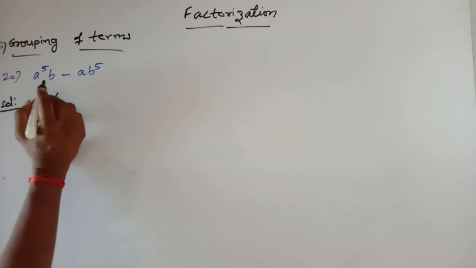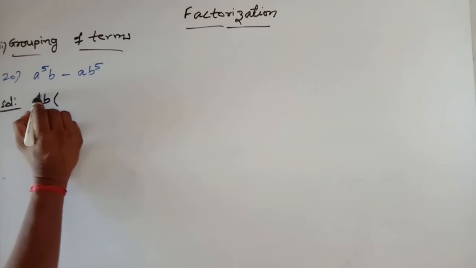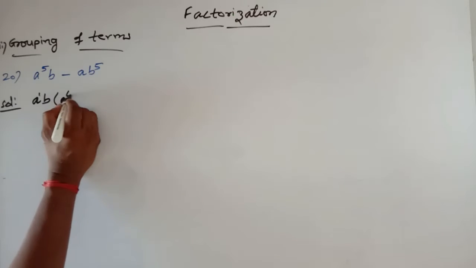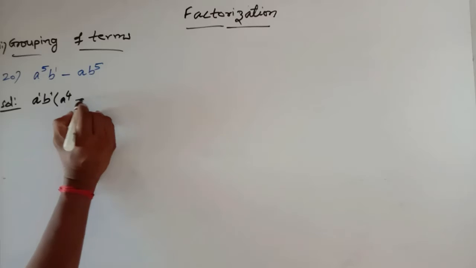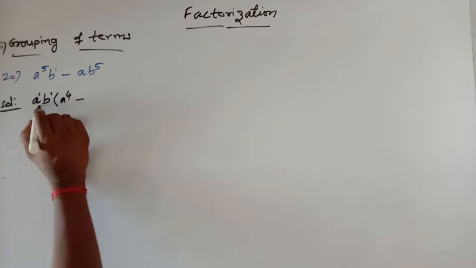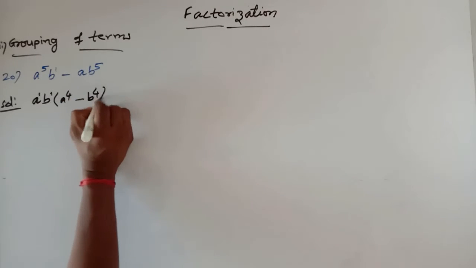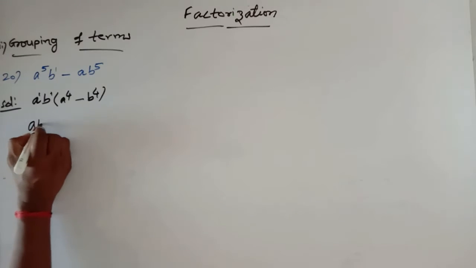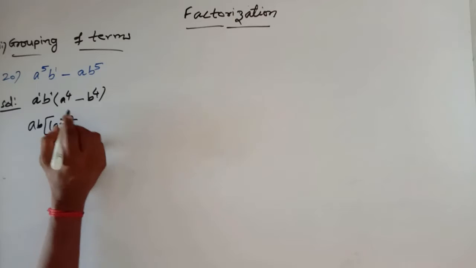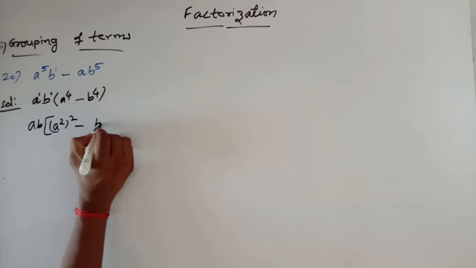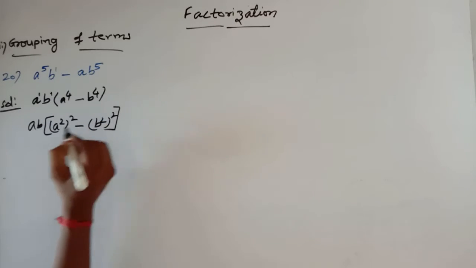So if I am taking ab common, here a to the power of 1 is already gone. The remaining will be a to the power of 4. Here b to the power of 1 is already there. So as it is, minus a already gone here, then b to the power of 4. Now ab into, now is it a square whole square? a to the power of 4 is a square whole square, minus b square whole square.